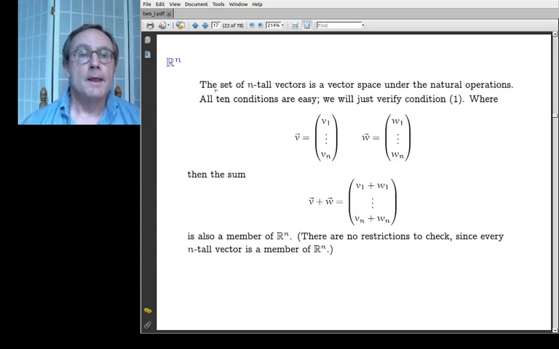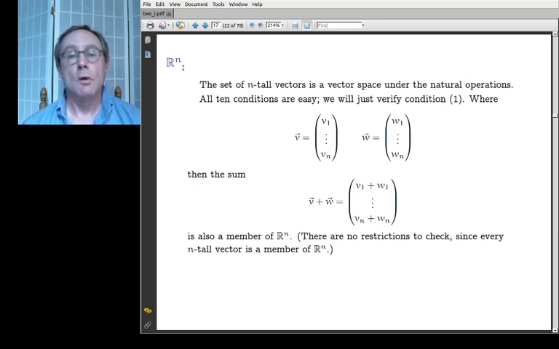Okay. The next thing I want to check is a vector space. You could think about checking the 2 tall vectors. You could think about checking the 3 tall vectors. You could think about checking the 4 tall vectors. All those, that's all true. I'm going to check all of them at once by checking the n tall vectors. This is a good illustration of my first example, really the first couple of examples.